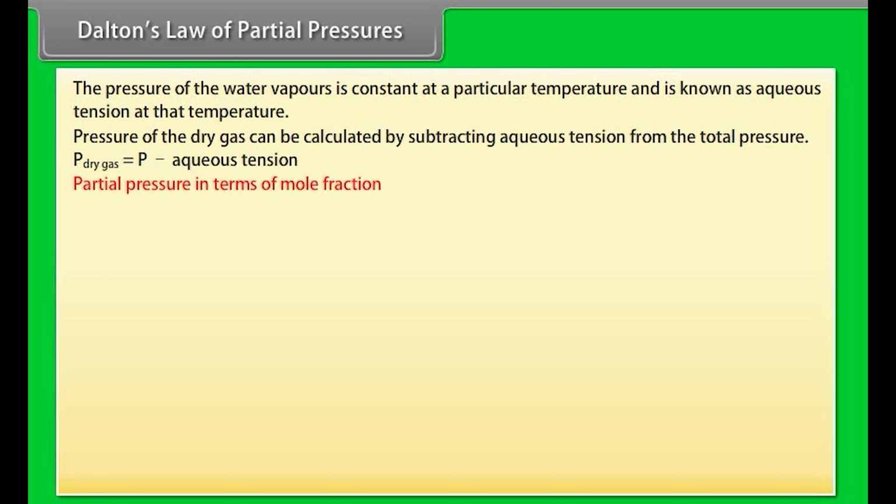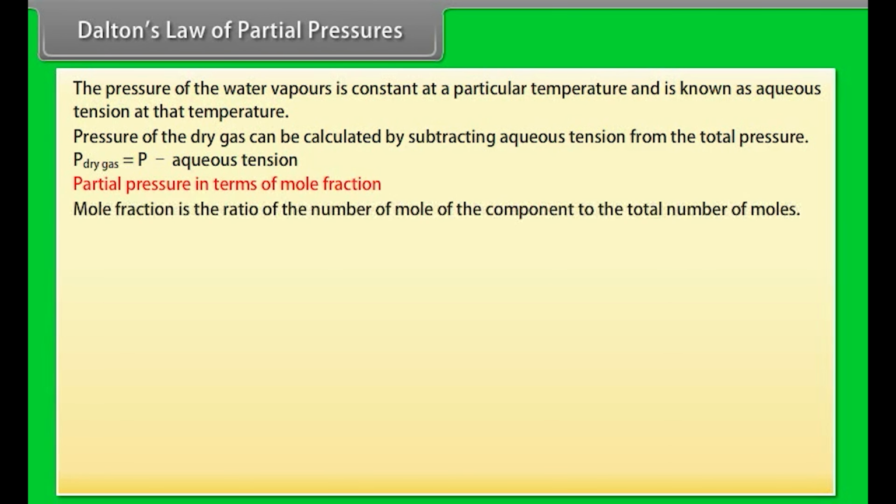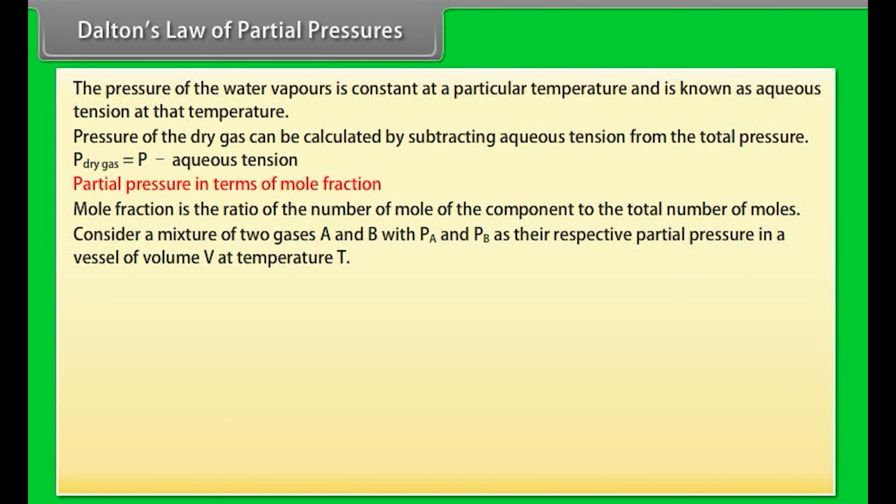Partial pressure in terms of mole fraction. Mole fraction is the ratio of the number of moles of the component to the total number of moles. Consider a mixture of two gases A and B with PA and PB as their respective partial pressures in a vessel of volume V at temperature T. Then, PA = nA RT/V and PB = nB RT/V.